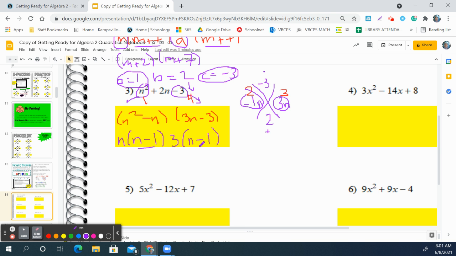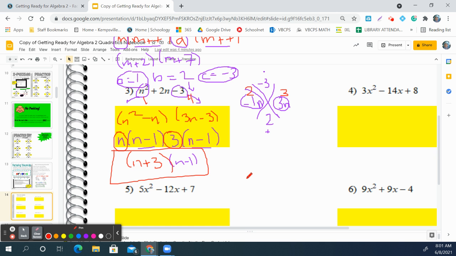So notice that the stuff inside my parentheses are the same. So I keep that, n minus 1. And the stuff that's outside the parentheses, we just put together. So n and 3 becomes n plus 3. And that's our answer.